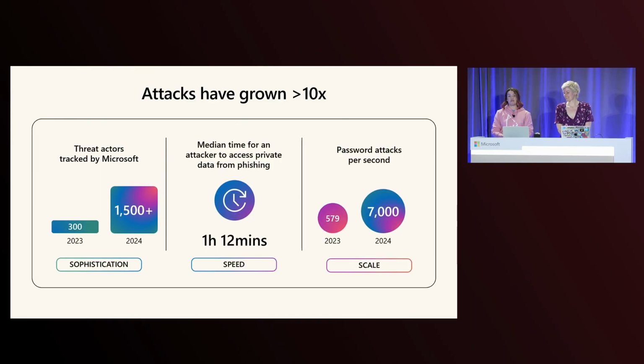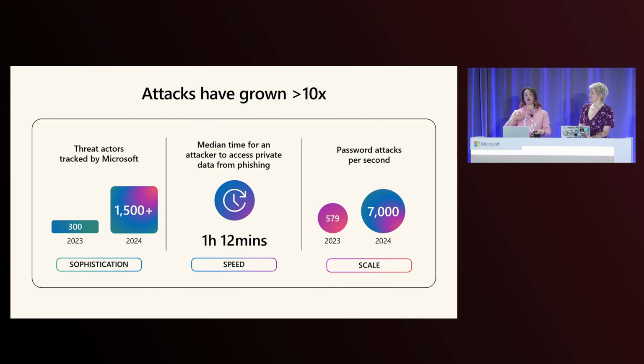So attacks have grown. And these stats, by the way, come from Microsoft Threat Intelligence. We have a heap of very cool people whose job it is to research this. But just have a look at some of these stats. Threat actors, as in groups of people, whether they're countries or criminal groups. In 2023, we were tracking 300. We are now tracking over 1,500 of them. So that has increased a lot. And you can see if you accidentally leak some of your data, the average time now to do something with that is just over an hour. It used to be a number of days.